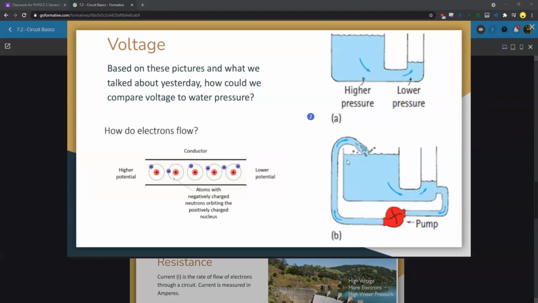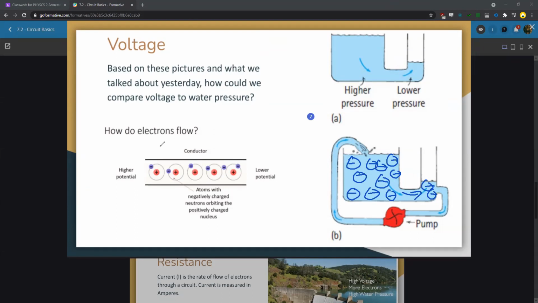So water goes from high pressure to lower pressure. I think most of you are okay with that, right? But you can think of voltage the exact same way. If you have a lot of electrons over here, these electrons don't want to be anywhere near each other. Where are they going to go? They're going to go to an area that has lower pressure, lower electric pressure.